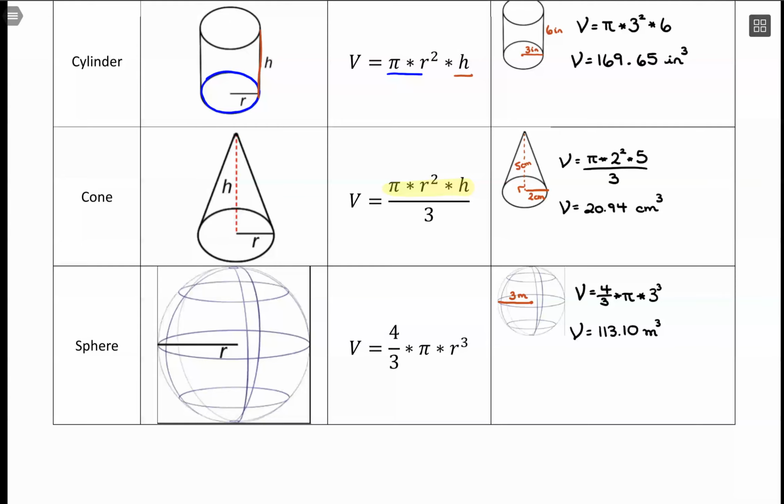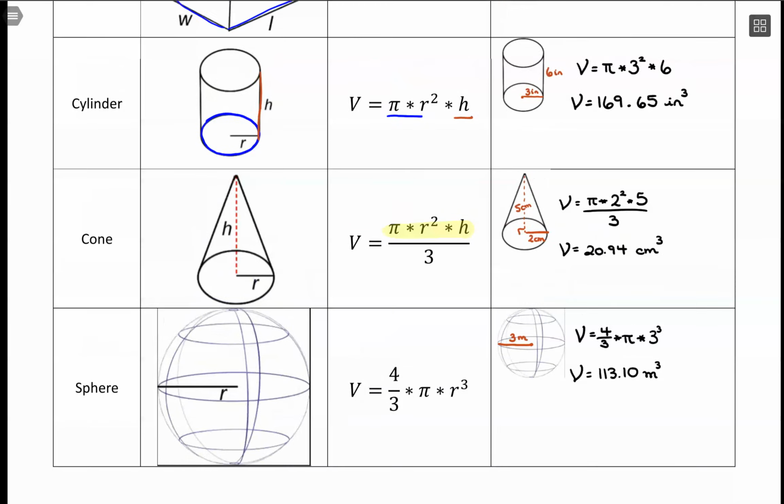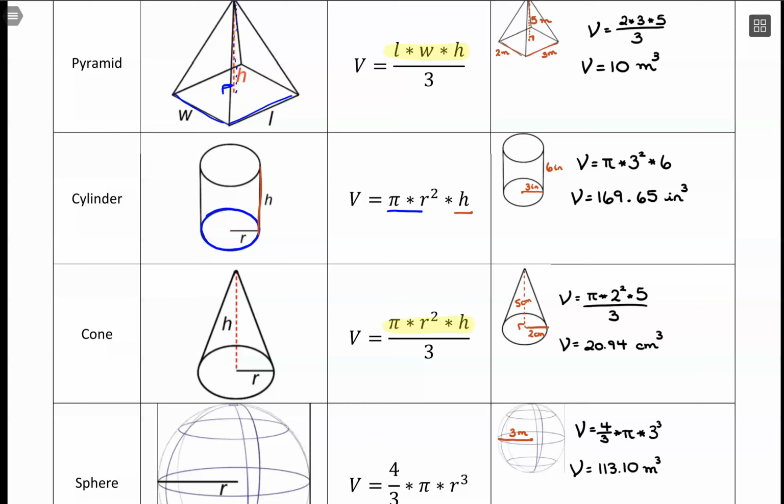So there are some different formulas that when you have prisms, you can kind of adapt it to the shape that you're seeing in that prism. You just do that base times height. But then like the cone, pyramid, and sphere have their own formulas that you'll need to use.